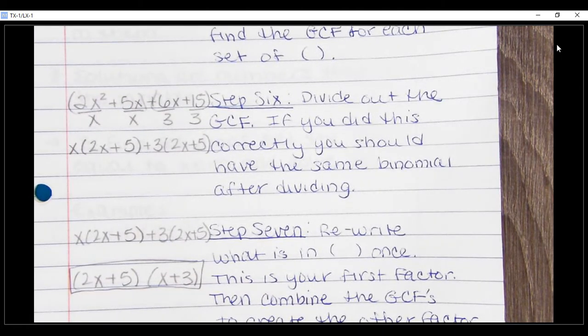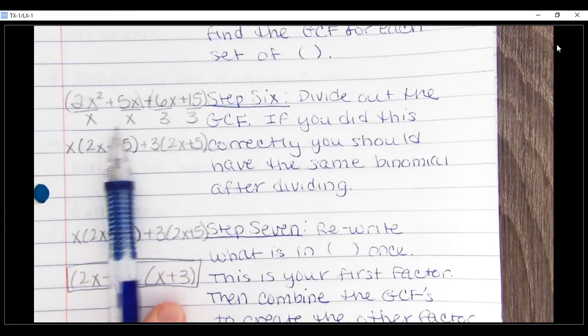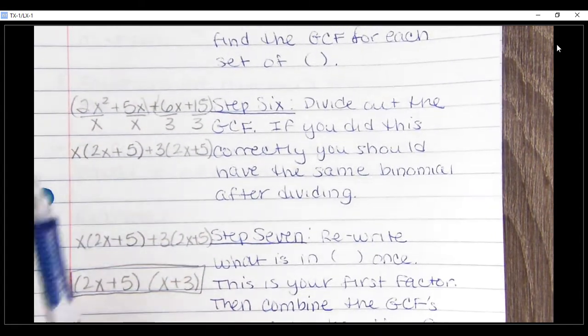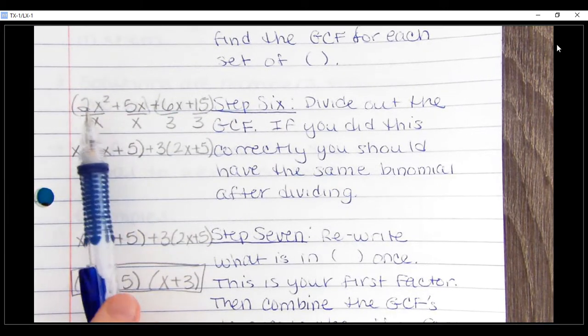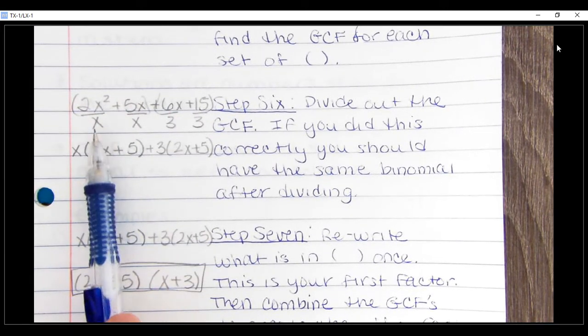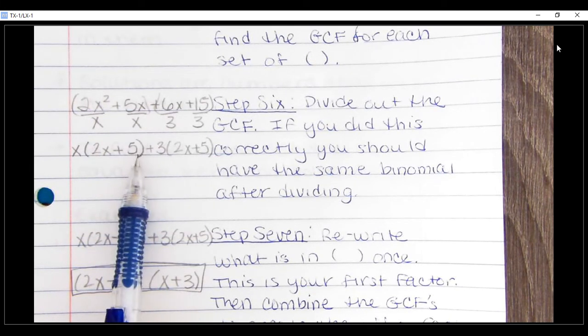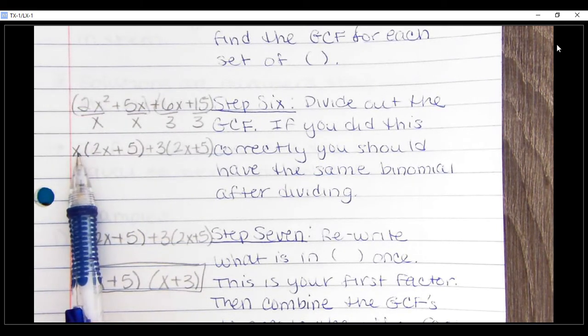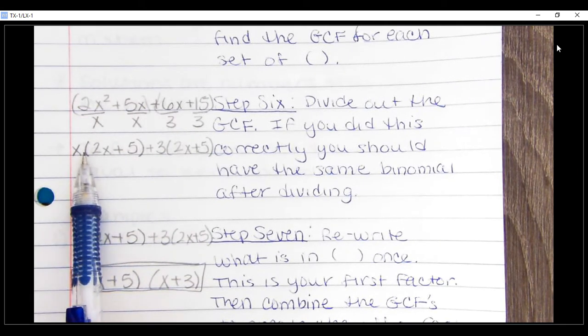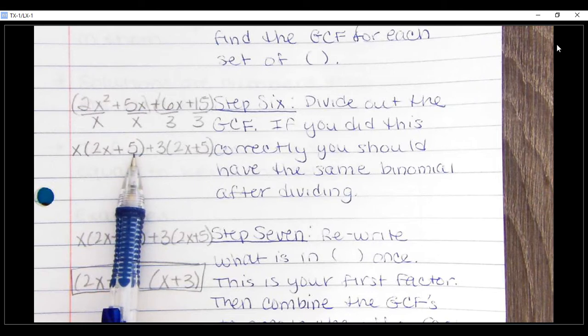Step 6, divide out the greatest common factor. If you did this correctly, you should have the same binomial after dividing. And let's take a look at how I did that. So I said my greatest common factor for the first set of parentheses was 1x. 2x squared divided by 1x is 2x. And 5x divided by x is going to just be 5. And I put what I took out in front of the parentheses, like I said you had to do before. So right now I have x times 2x plus 5.